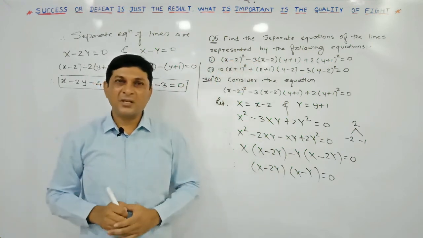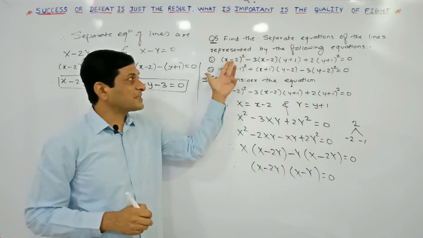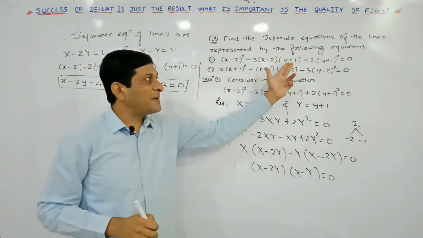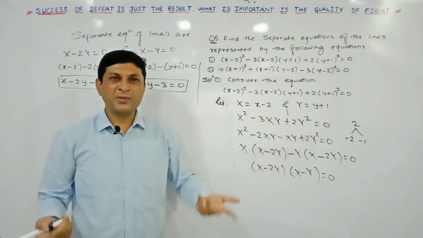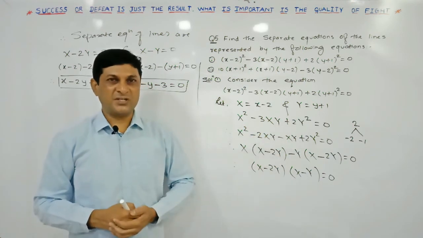So hope the idea is clear to you. Yes, we are replacing x minus 2 by capital X, and y plus 1 by capital Y. We will get one homogeneous equation, and already we know how to find out factors of homogeneous equation.